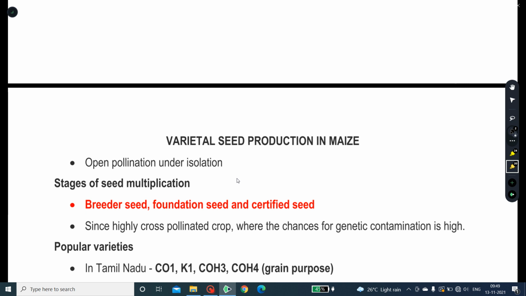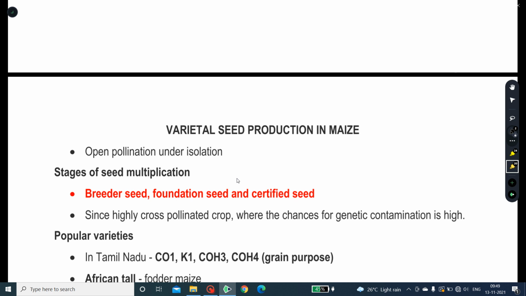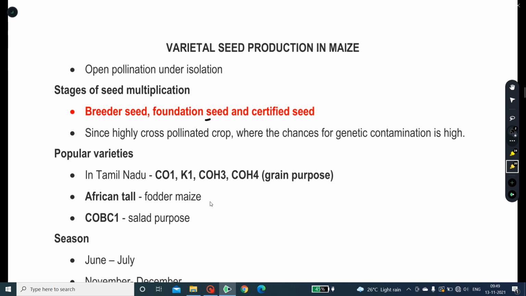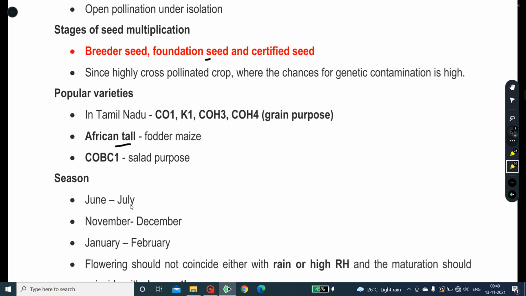Varieties, composites and synthetics are multiplied by adopting a 3-generation system of seed multiplication as breeder seed, foundation seed and certified seed, as the crop is highly cross-pollinated where the chances for contamination are very high. The popular varieties of grain purpose are CO1, K1, CoH3 and CoH4, and for fodder maize, African tall varieties, and for salad purpose CoBC1 and CoBabycorn 1. The best seasons for production are June, July, November, December and January, February.